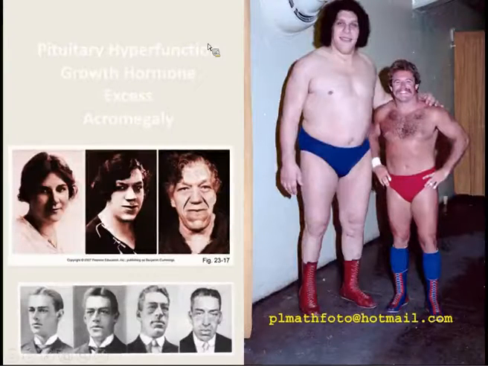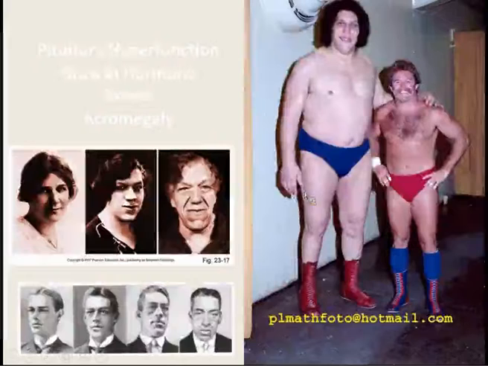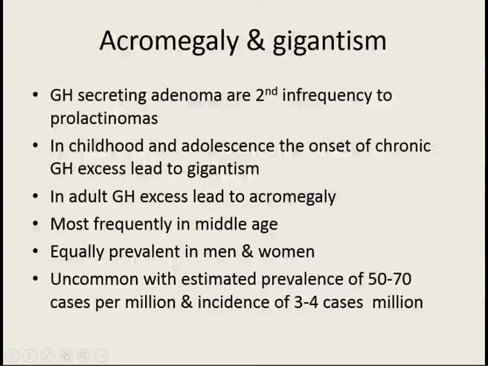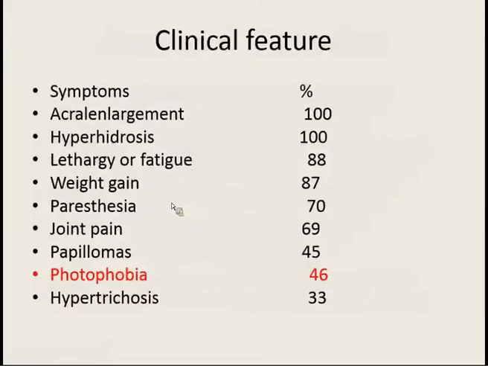There's a very famous acromegalic patient, that's Andre the Giant. He died at the age of 42 of a massive heart attack, which is not normal. Everybody here knows that. Second in frequency to prolactinomas. Again, this can lead to gigantism. The growth hormone excess leads to insulin resistance, diabetes, hypertension, all of that stuff.